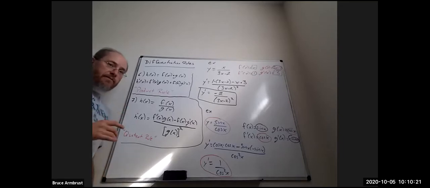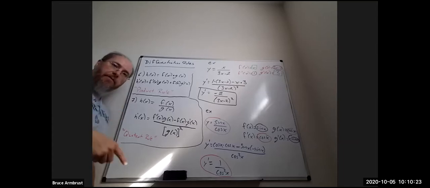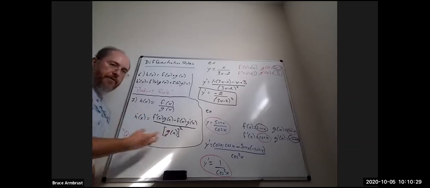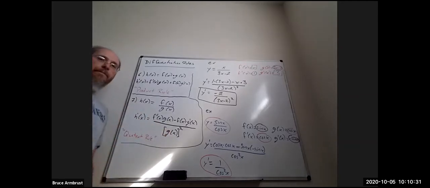All right, so that's how this works. It's, again, very procedural. It's the same thing every time. If you have division, same thing every time. Differentiate the top, differentiate the bottom, fire them into this formula.